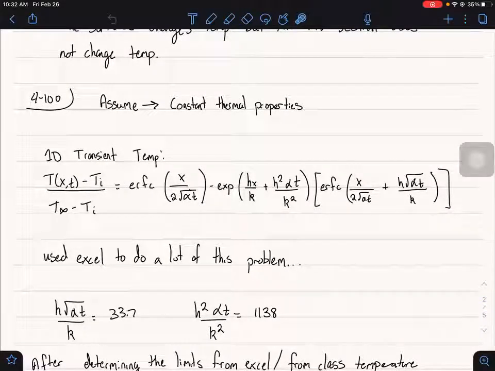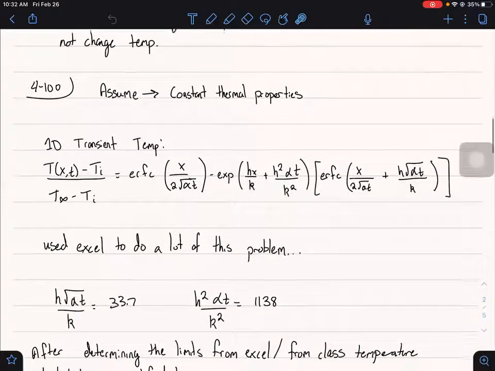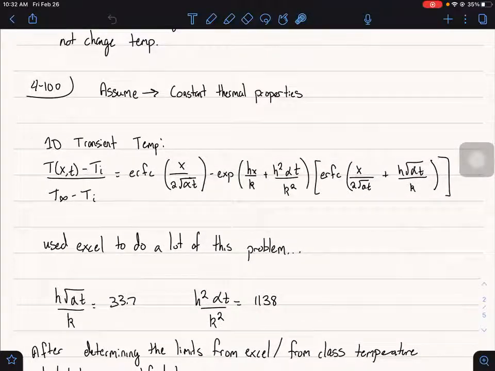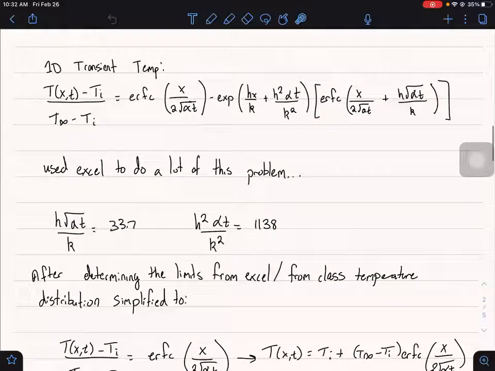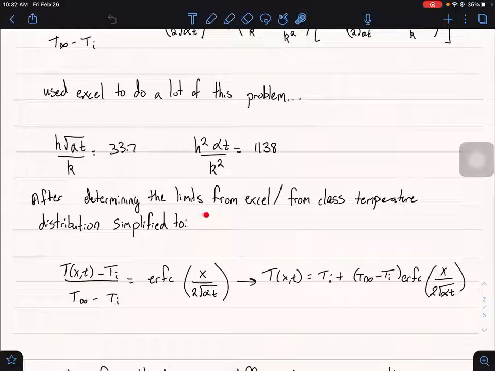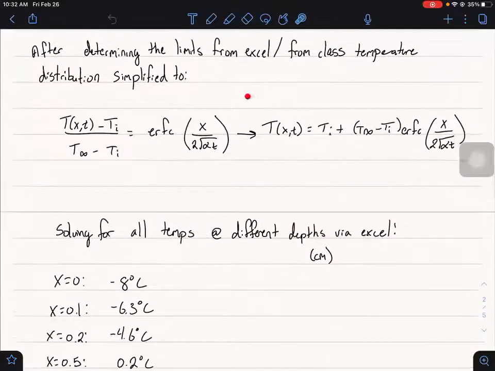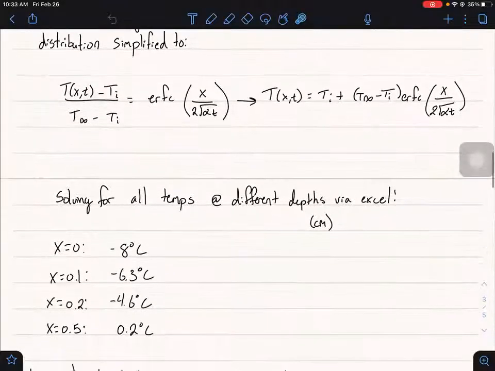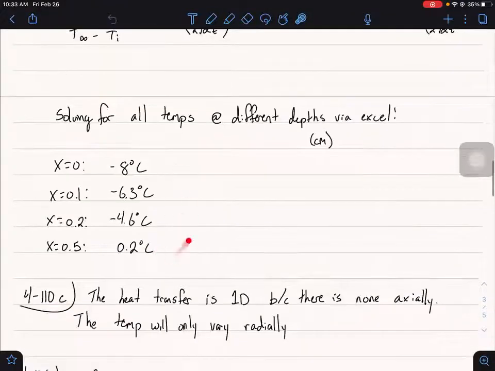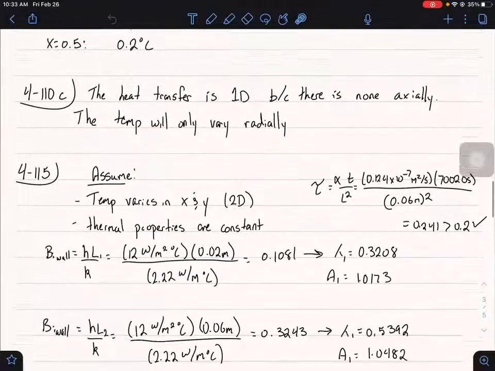It asks about the soil temperatures at different depths, and so we assume constant thermal properties. 1D transient equations here. I used Excel to determine a lot of the things in this problem. Figured out just some parameters. I determined the limits from Excel and from class, and so from that we were able to simplify the temperature distribution. And then I solved for all the different temps, all the different depths via Excel, and these are what they are here.